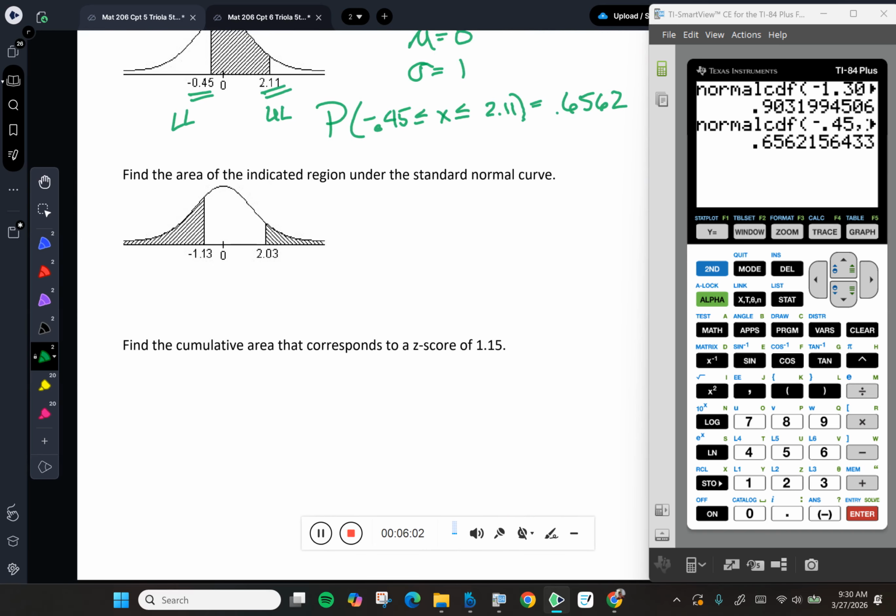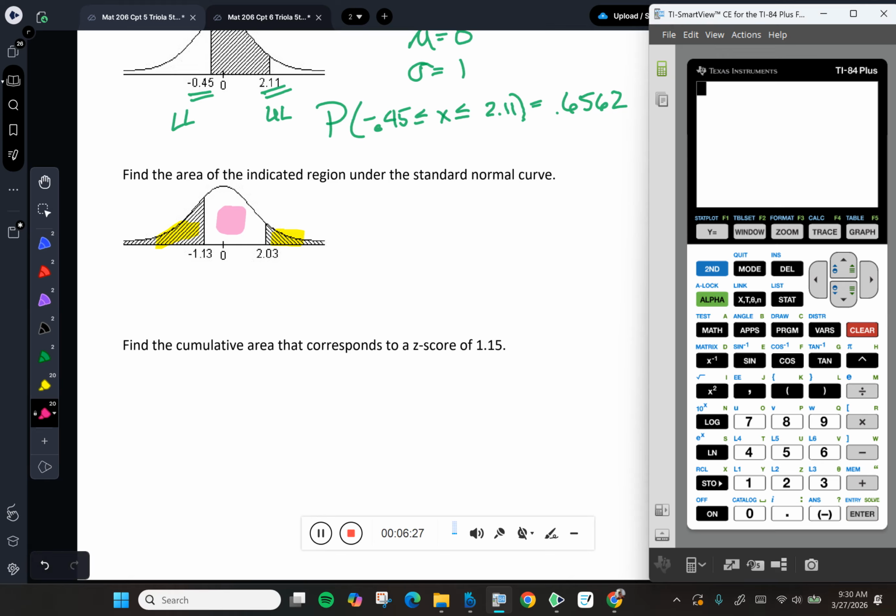Now, when I'm looking at this, there are two ways that I can treat this problem. One, I could find the left tail, I could find the right tail and just add those two pieces together. Or two, I could treat it like a complement problem, find the pink, find the strip in the middle, and subtract from 1. Okay? Now, I'm lazy, and I want to do the least amount of work possible, so I'm going to do it as a strip in the middle.